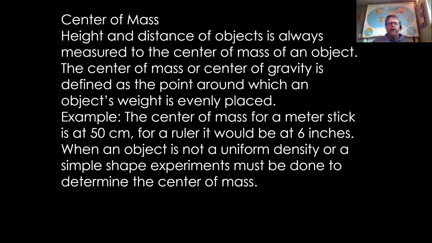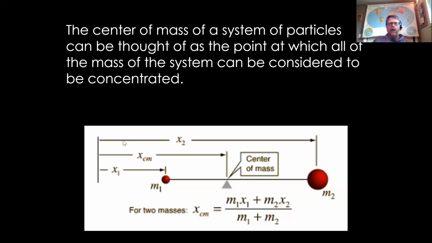And center of mass, whether we're talking about a Mars lander or an iceberg or a person or a football, any of those types of things, the height and distance is always going to be measured at the center of mass of the object, and the center of mass or center of gravity is defined as the point around which the object is evenly placed. Okay, so we talked about the meter stick and some of those other points and how they are all balanced across a singular point.